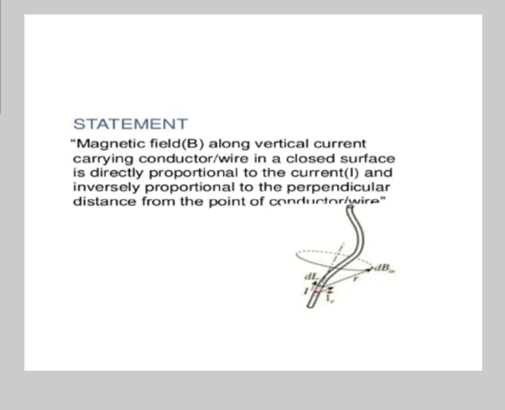Now what is the statement of Biot-Savart's law? The magnetic field B along a straight current carrying conductor or wire is directly proportional to the current I and inversely proportional to the perpendicular distance from the point to the conductor or wire.